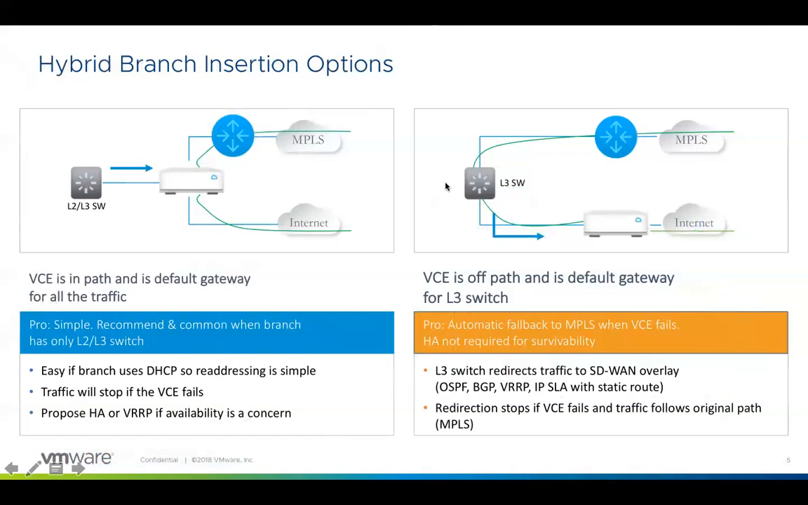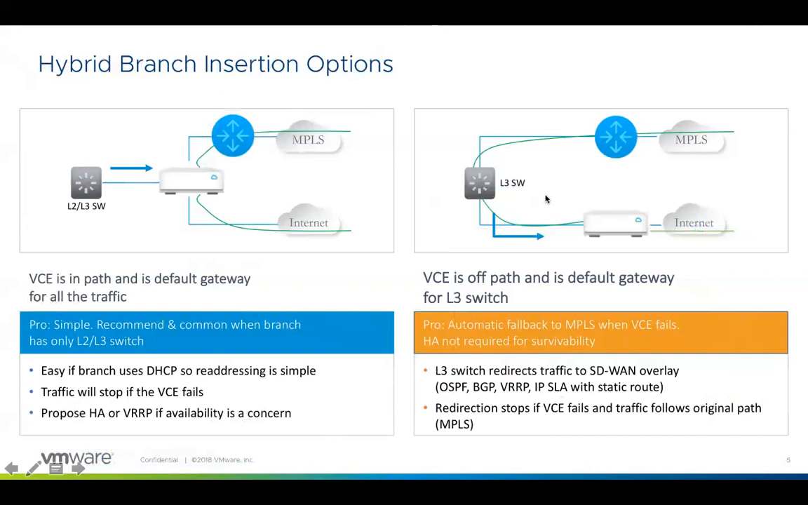So traffic generally, without the edge, will go to the layer 3 switch, which is the default gateway for the local VLANs. Then it would go to the CE device. When you insert the VeloCloud Edge, what happens is we would usually run a routing protocol between the L3 switch and the VeloCloud Edge, so that the edge can redistribute routes it learns from the SD-WAN fabric into the routing protocol, and basically redirect traffic from the L3 switch towards the edge.